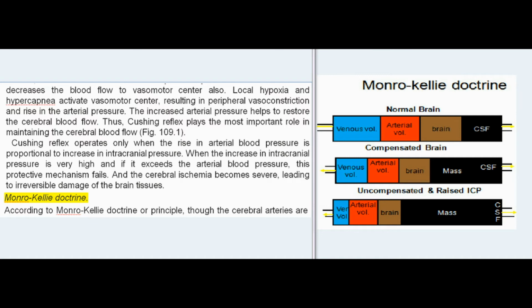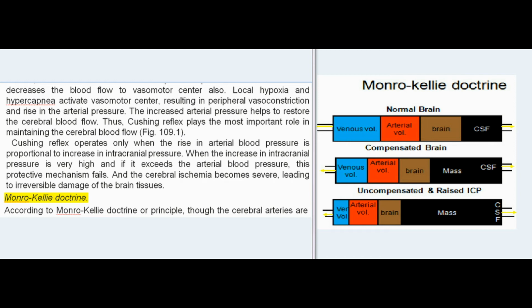When cerebral blood flow decreases by the compression of cerebral arteries, the cerebral ischemia develops. Compression of blood vessels decreases the blood flow to vasomotor center also. Local hypoxia and hypercapnia activate vasomotor center, resulting in peripheral vasoconstriction and rise in the arterial pressure. The increased arterial pressure helps to restore the cerebral blood flow. Thus, Cushing reflex plays the most important role in maintaining the cerebral blood flow, Fig 109.1.